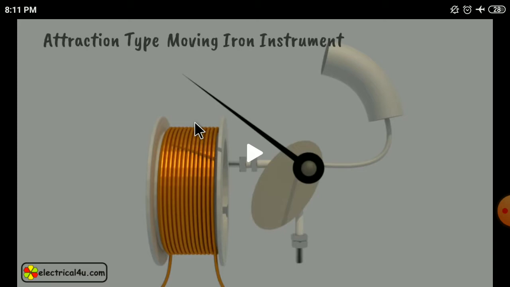Now I am again repeating what the working is. Once this coil produces an electromagnet, this electromagnetic field depends upon the current flowing through the coil. Once it creates the electromagnet, this soft iron piece is attracted towards the magnet. For attraction of this soft iron piece towards the electromagnet, there should be current flowing through this coil.